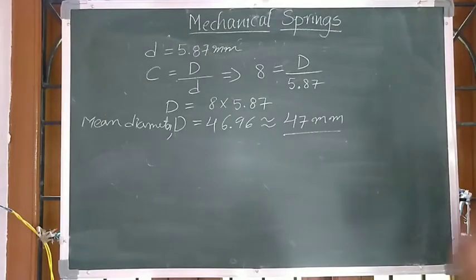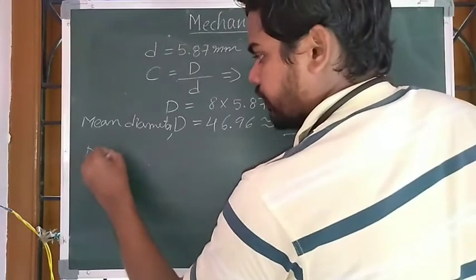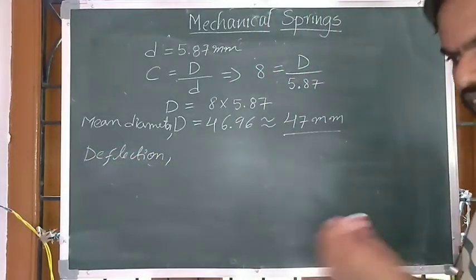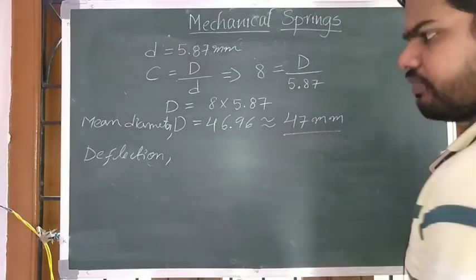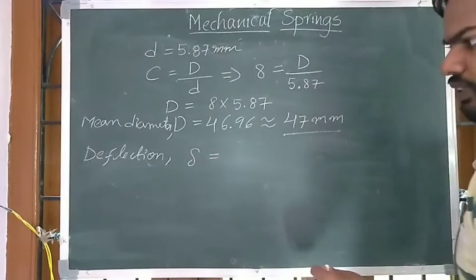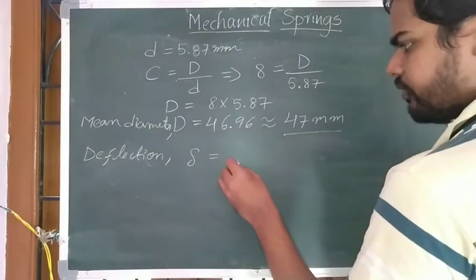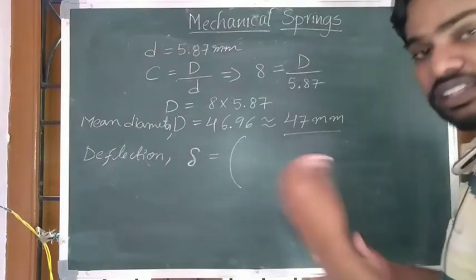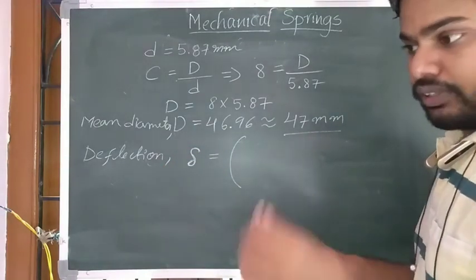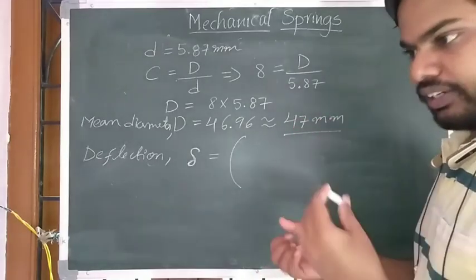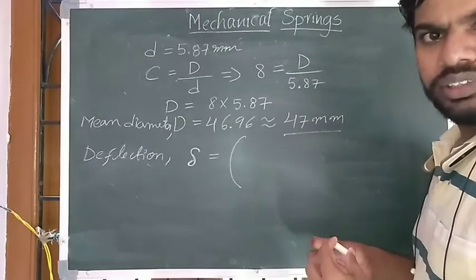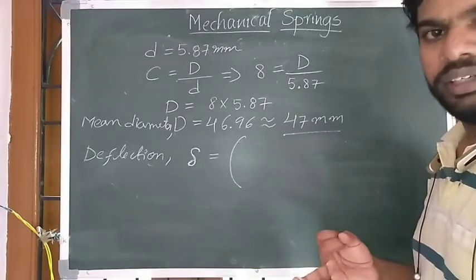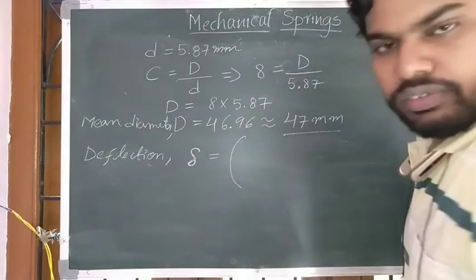Now next, we need deflection. You have to design the spring, so we have to calculate deflection and stiffness. Let us take deflection delta. What is the formula for deflection? Here he asked to design the compression helical spring. So in design we have to calculate parameters. What are the various parameters related to that helical spring? Wire diameter, mean coil diameter, deflection, stiffness. Now we calculate deflection.